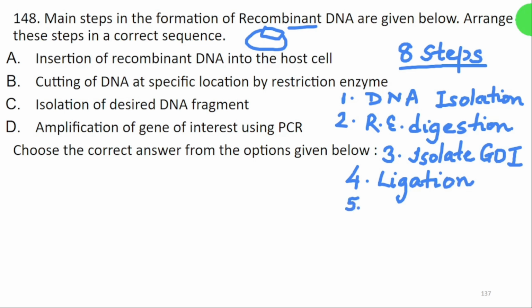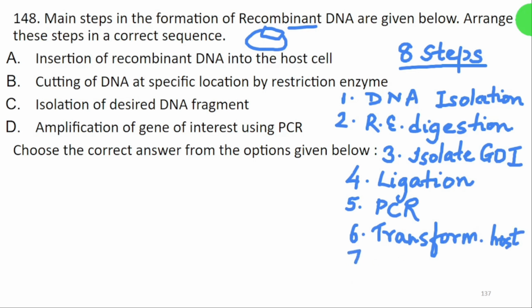Then we have to increase the number of that product, and this is done by amplification process, PCR. And once we have enough DNA to handle, then it will be cloned, or the right term is we transform the host cell with this cloning vector. Transform host cell. Then grow the host cell, large scale growth.